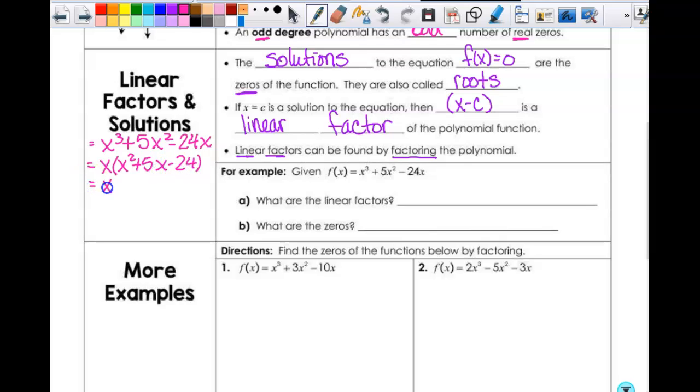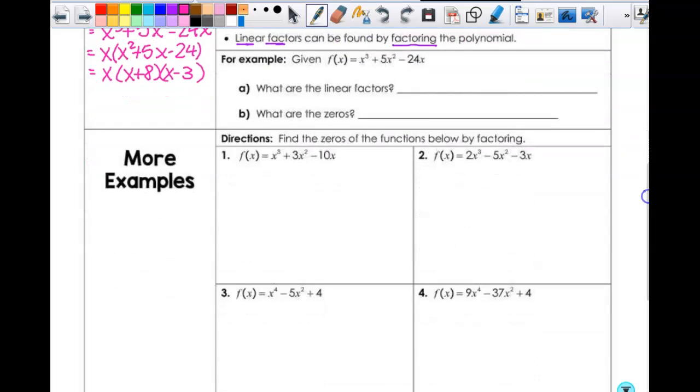Then I'm going to be able to factor that into two binomials. Since this is negative right here, that tells me my signs are opposite. So I have a plus and a minus. So I need two numbers that multiply to give me 24 and subtract to give me 5. Positive 8 and negative 3. Okay. So right here, this is equal to x times x plus 8 times x minus 3.